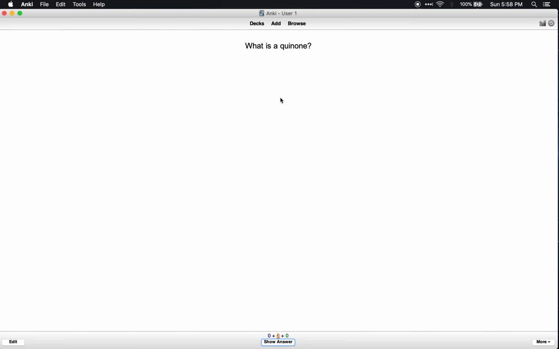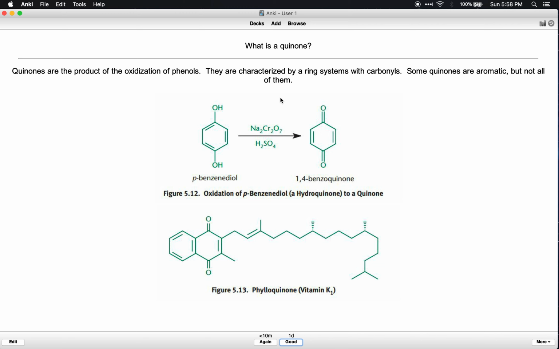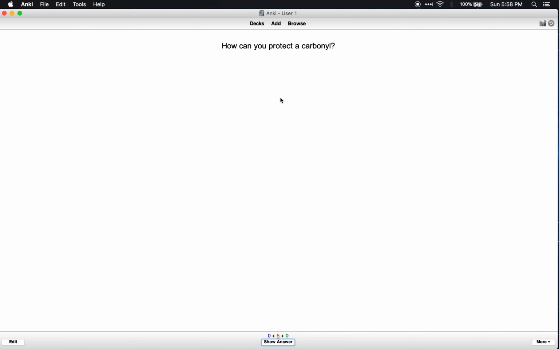Quinones are basically products of oxidation of phenol. So you take a phenol, you can oxidize it by chromating carbonyls into a quinone. How can you protect a carbonyl? You can react it with a diol to form an acetal or ketal, which makes it a better protecting group. And you can reduce it back to a carbonyl by reacting it with aqueous acid.